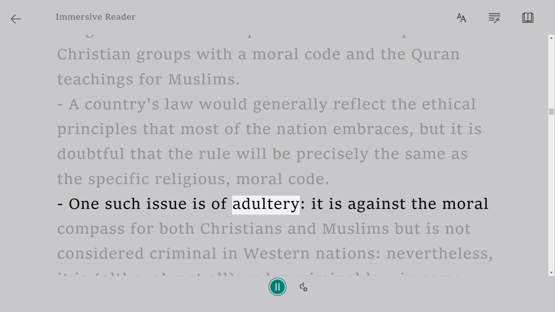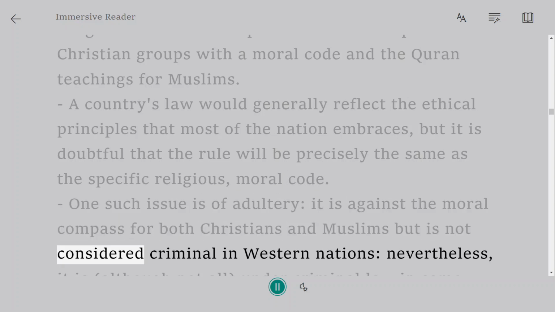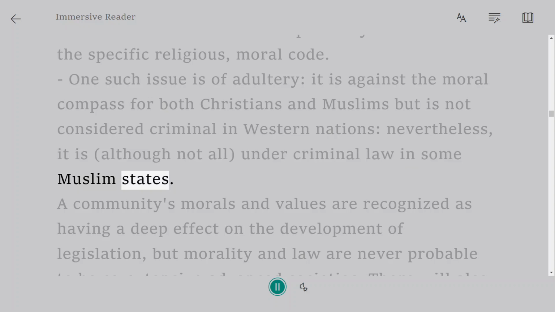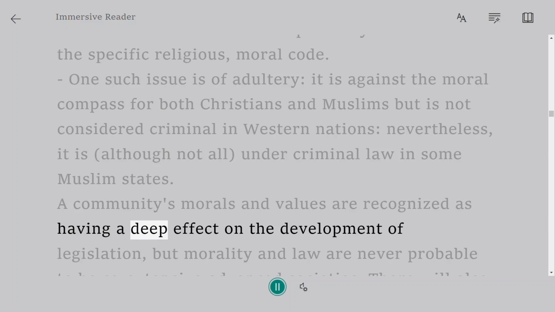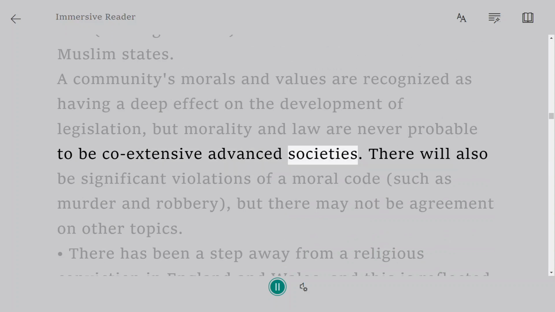One such issue is adultery. It is against the moral compass for both Christians and Muslims but is not considered criminal in Western nations. Nevertheless, it is, although not in all, under criminal law in some Muslim states. A community's morals and values are recognized as having a deep effect on the development of legislation, but morality and law are never likely to be coextensive in advanced societies.